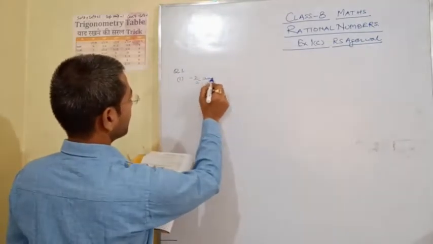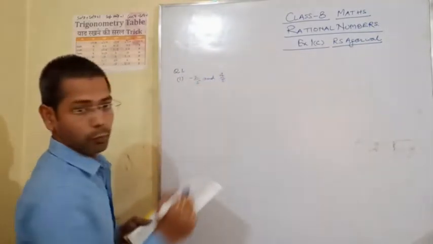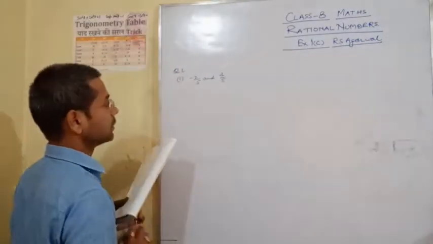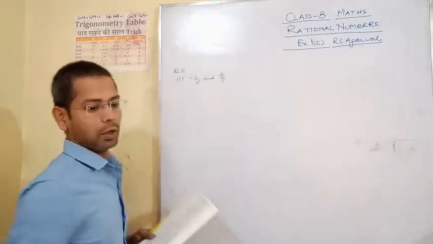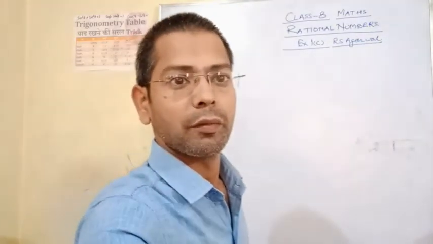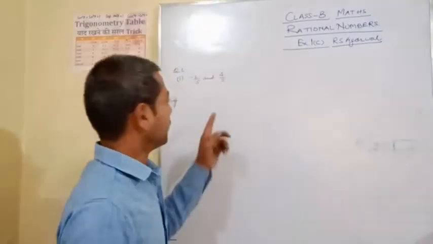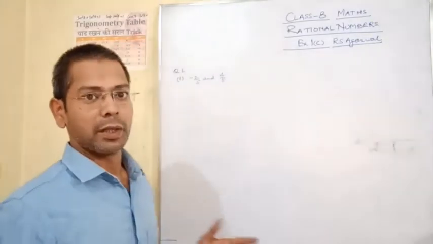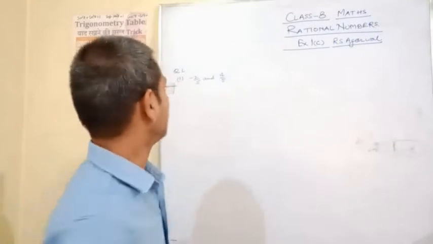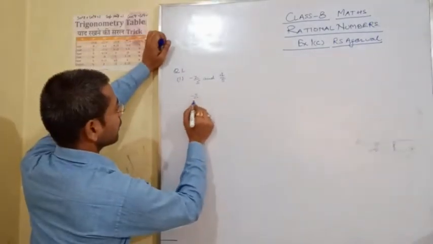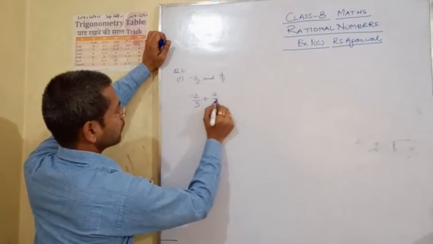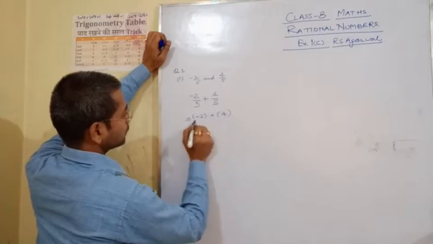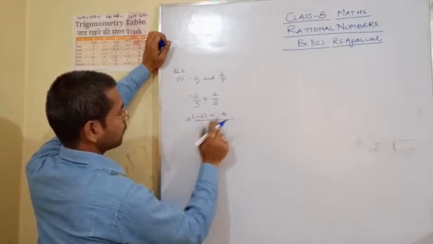and 4 upon 5. We will see how to add these two numbers. Because the denominators are equal, we will start the question. When denominators are equal, we will add the numerators like this only, and we will get minus 2 upon 5 plus 4 upon 5 is equal to minus 2 plus 4 upon 5.